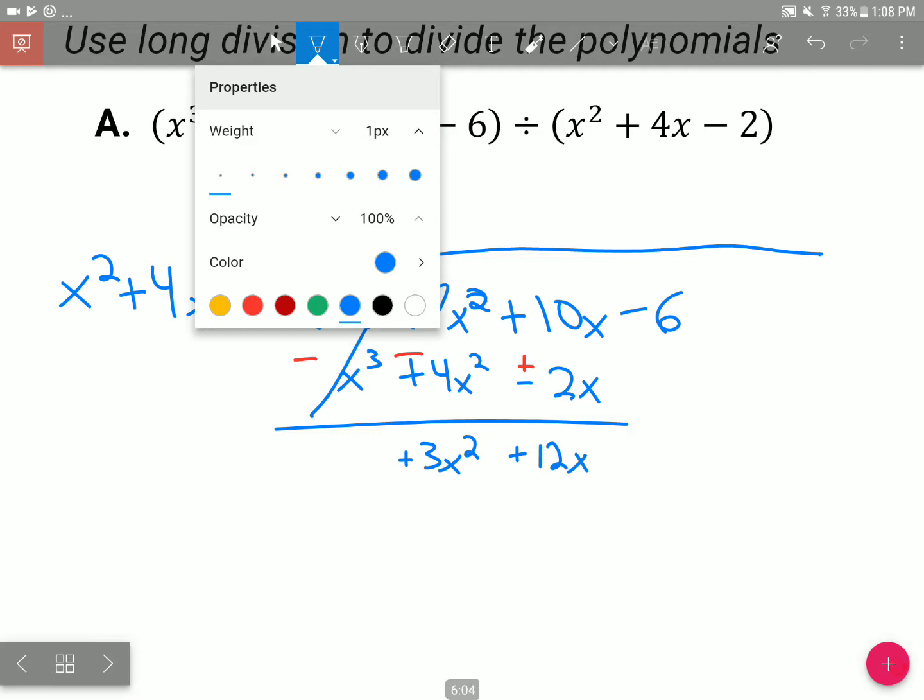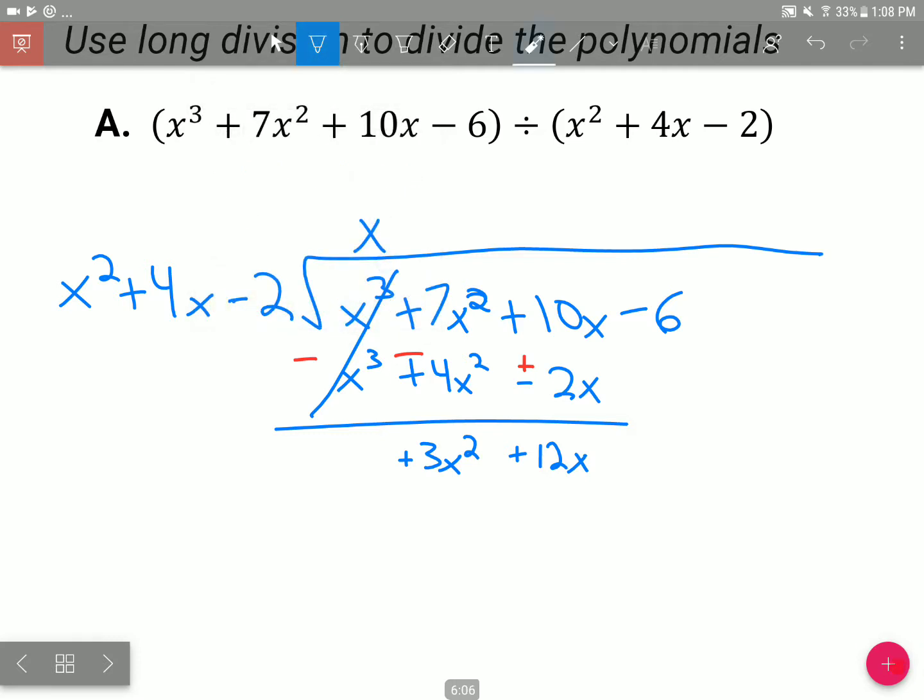Okay, so we've subtracted. See if y'all can figure out: we subtracted, so we got our new piece down here. What are we missing? What do we put right here? The negative 6. You drop the negative 6. And then you do it again.